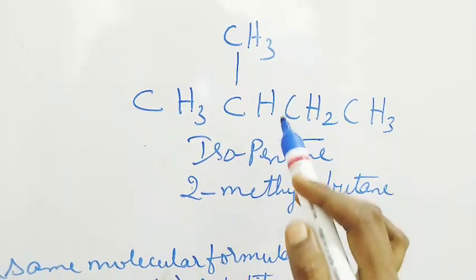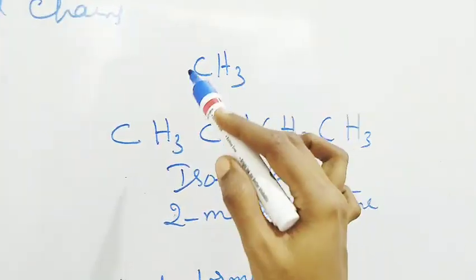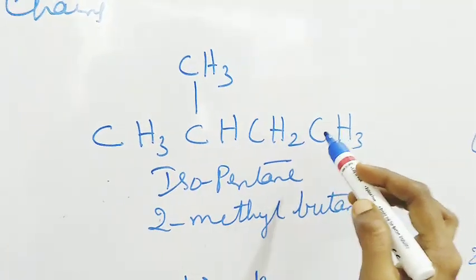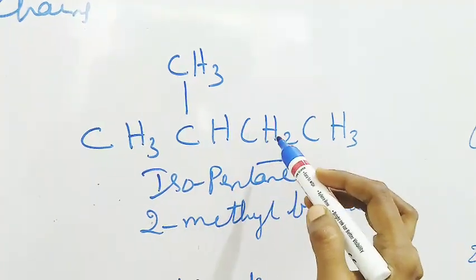One more is a branched chain structure. How many carbon atoms are there? 5 carbon atoms: 1, 2, 3, 4, 5. And how many hydrogens are there? 12, no? 3 plus 3, 6, 7, 8, 9.